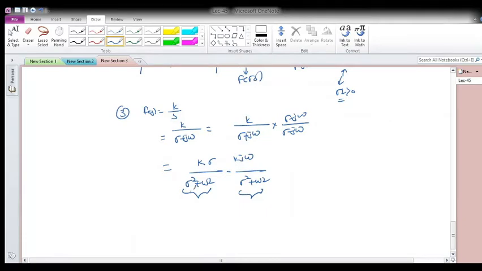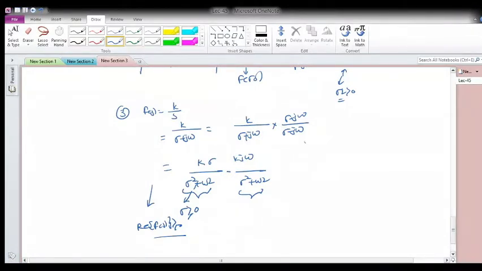If sigma is greater than or equal to 0, then the real part of F(s) is also greater than or equal to 0. So it will always be greater than or equal to 0, hence your function F(s) is positive real. If F(s) is impedance, then this K by S will act as a capacitor of 1 by K farad.